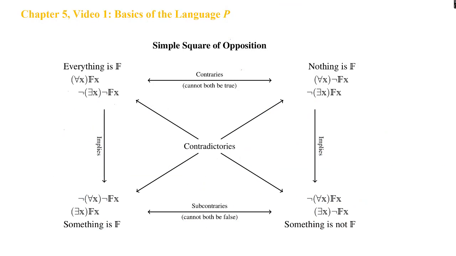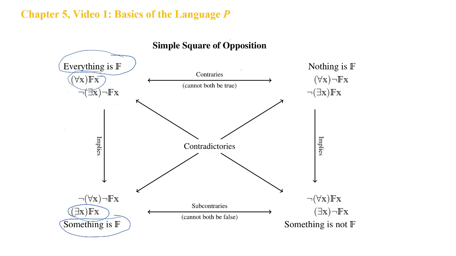The previous set of translations are instances of what we'll call the simple square of opposition. These are the four simplest quantificational forms, and a lot of what we will do builds off of these. In the upper left corner, you have your everything is F, or all x Fx. The instance we had was all the cats are striped. Below that, we have the basic existential form, something is F, some x Fx.